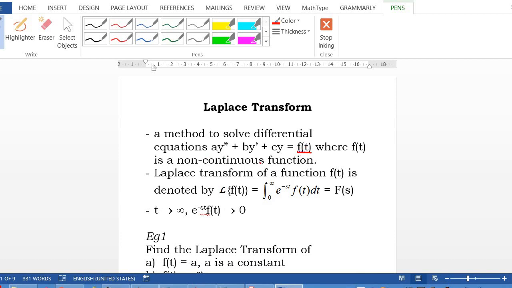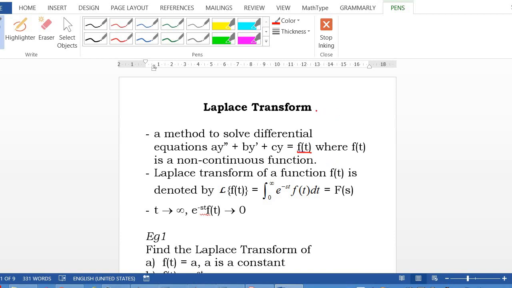f(t) is a non-continuous function, where in the previous methods for solving non-homogeneous second-order differential equations, the f(t) here must be a continuous function, where f(t) may be a constant, or a polynomial function, exponential functions, trigonometric functions. If f(t) is a non-continuous function, for example, the step functions.